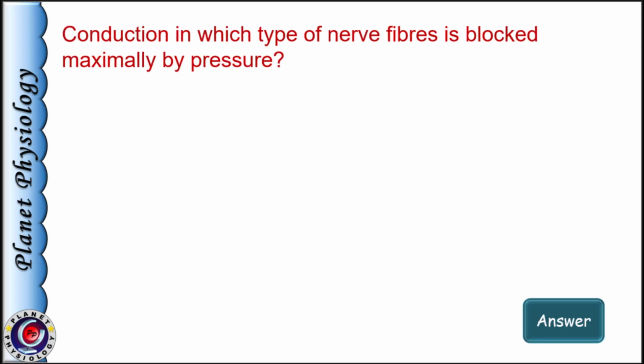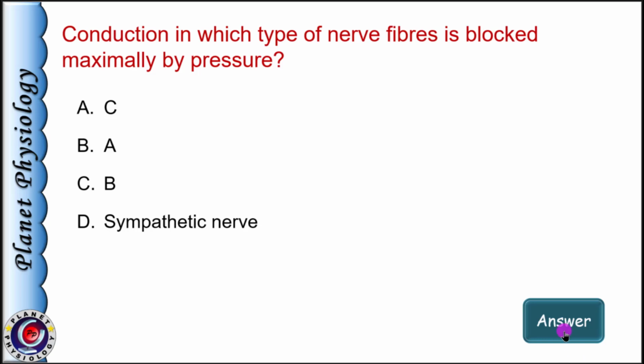Next question. Conduction in which type of the nerve fibers is blocked maximally by pressure? Option A, C. Option B, A. Option C, B. And option D, sympathetic nerves. This is factual knowledge with applied importance. So here what you are supposed to find out is which type of nerve fibers are maximally susceptible or sensitive to pressure?